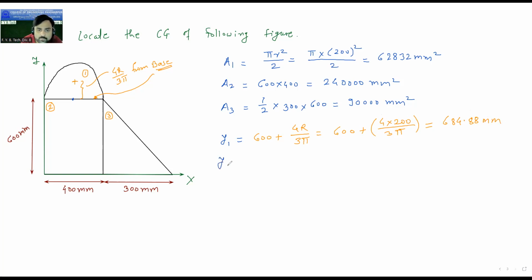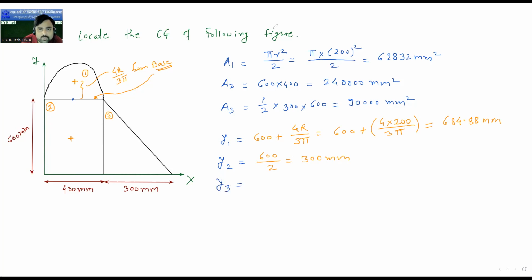Then y2 is equal to, y2 is, this is my second figure. Now I should see the second figure. Somewhere here the centroid of the second figure will be there. So y2 will be, if this total is 600, then this will be 300. So your y2 will be 600 divided by 2, which is equal to 300 mm. And last one is y3.